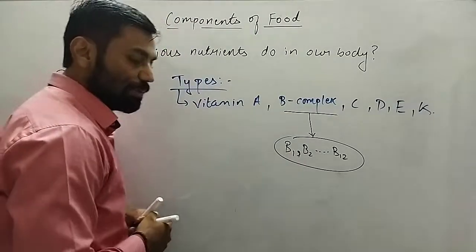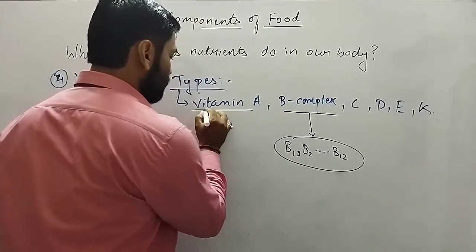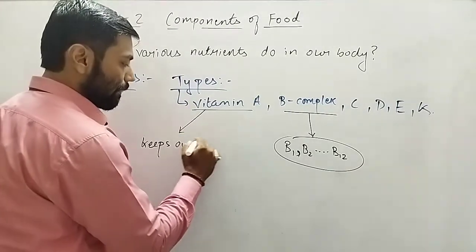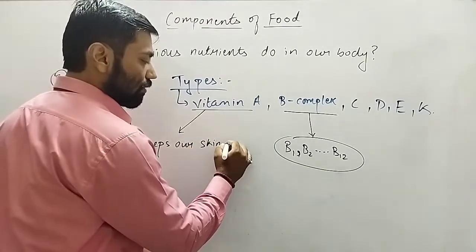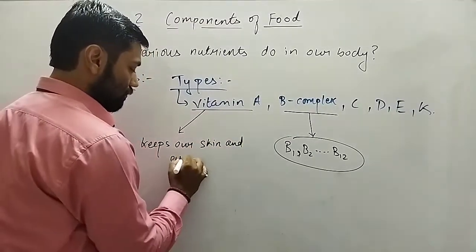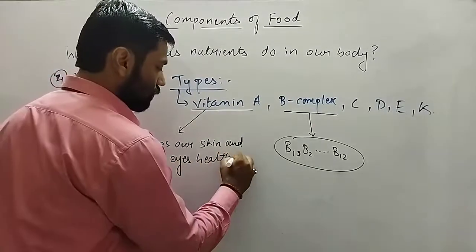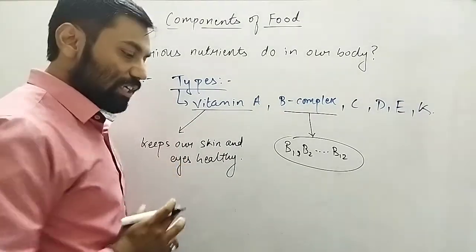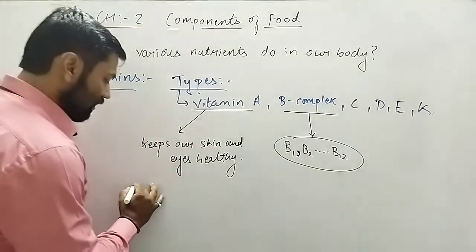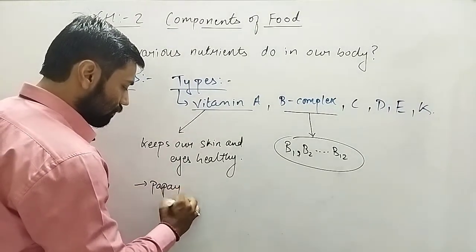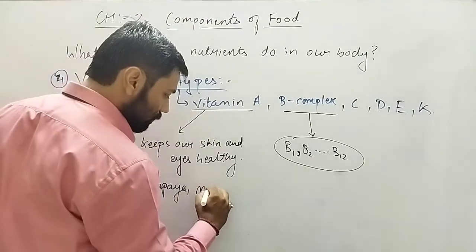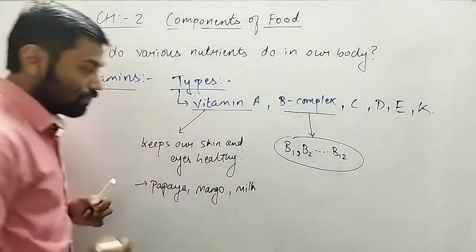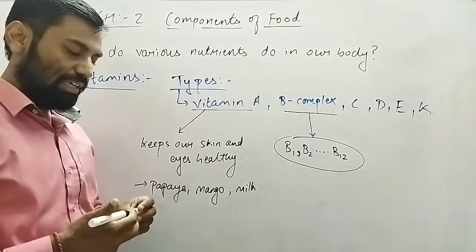So let us discuss what vitamin A does. It keeps our skin and eyes healthy. What are the sources from which we get vitamin A? The sources include papaya, mango, milk. So these are a few sources from which we get vitamin A.